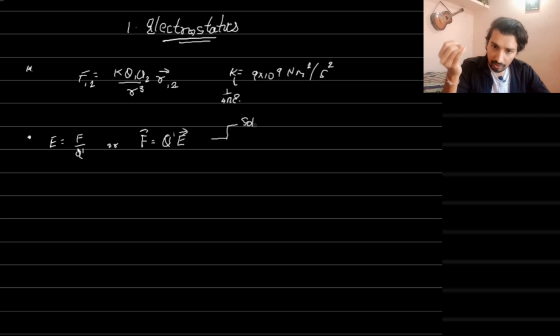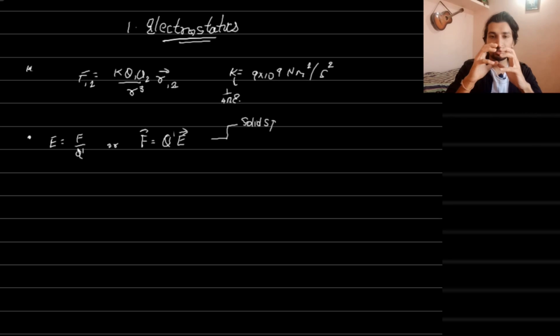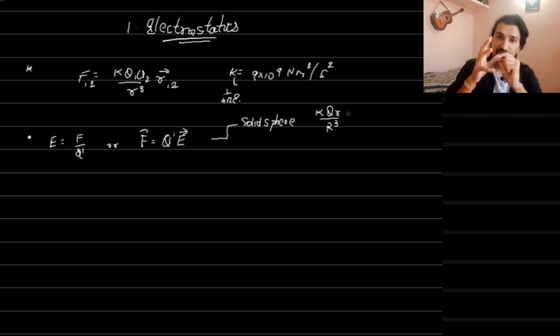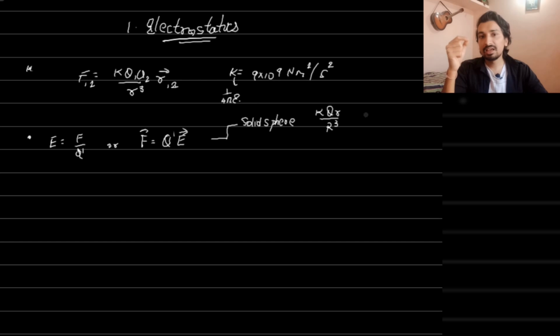You have electric field for a solid sphere. So if you have a solid sphere, what does that mean? The sphere has charge inside it also. For a solid sphere, electric field inside is KQr by R cube. KQ into r, the distance at which you're seeing it, divided by R cube. If you see inside a solid sphere at any point, that will be K into Q, whatever is the charge of the sphere, into r, whatever distance you're seeing.